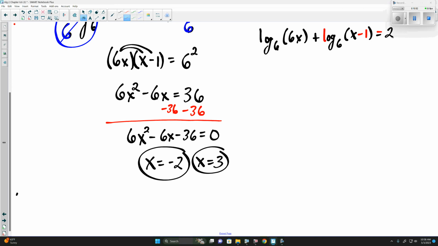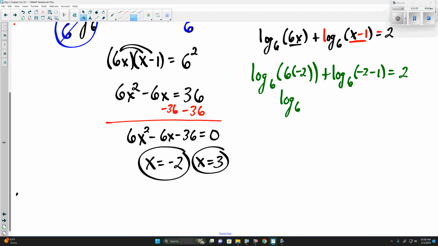Now, most likely, between these two solutions, which one do we think will not work? -2. And part of the reason is, well, in both places, we don't have a setup that will offset that negative. Because if it had been, say, -6x and 1 minus x, there's a good chance that it would offset and it could work. But here, if we do plug -2 in, we have log base 6 of 6 times -2. Plus log base 6 of -2 minus 1.